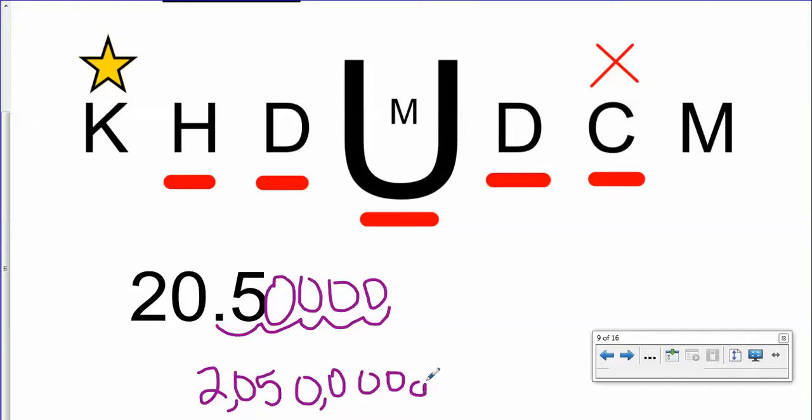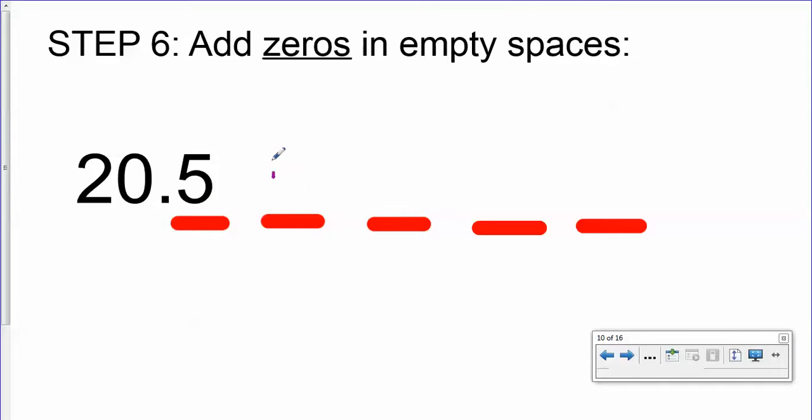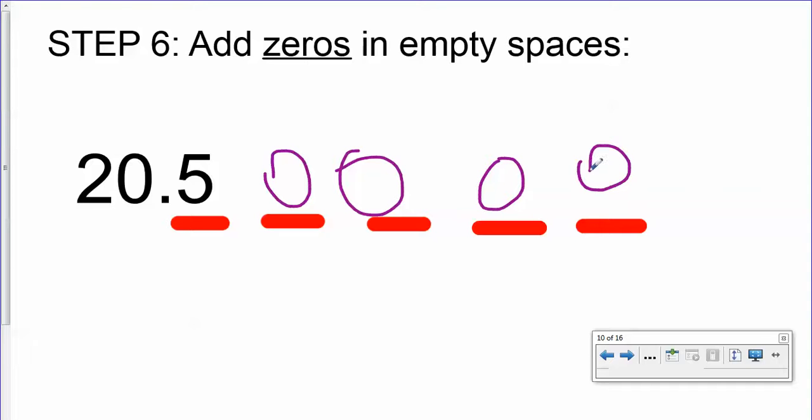So there are 2,050,000 centimeters in 20.5 kilometers. Again, putting my zeros into the empty space, and always remembering my units, centimeters.